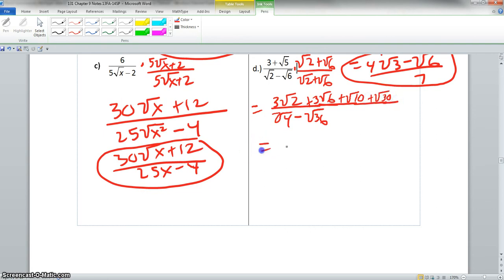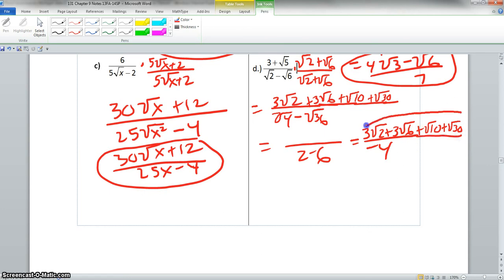So now, in our denominator, we'll add 2 minus 6, which we know is negative 4. Now in our numerator, we have no like terms. We had no perfect squares anywhere. So our final answer will be 3 square root 2 plus 3 square root 6 plus the square root of 10 and plus the square root of 30 all over negative 4. So this here would be our final answer.